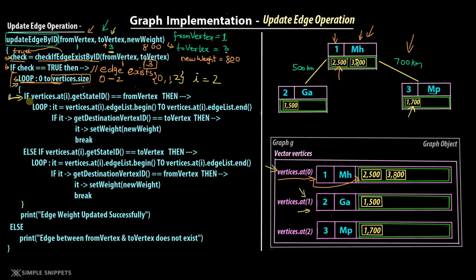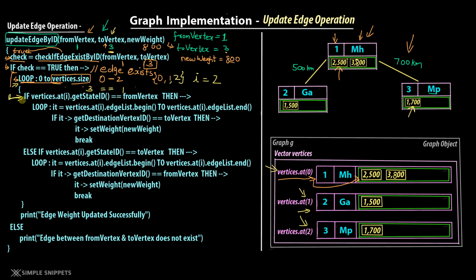We go inside, we say if vertice dot at I is 2. So vertice at 2 is nothing but this last vertex, which is Madhya Pradesh, which we actually want to change, right? So over here you get the ID of Madhya Pradesh. You say get state ID, you get 3. Is it equal to from vertex? From vertex is 1. No.